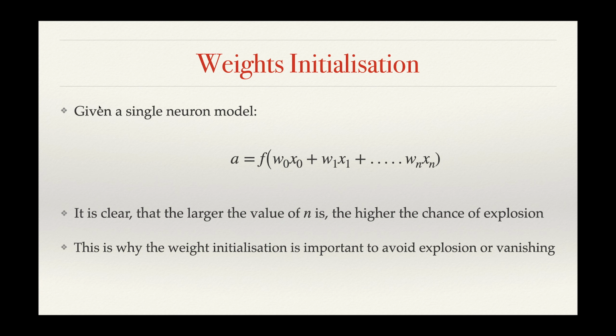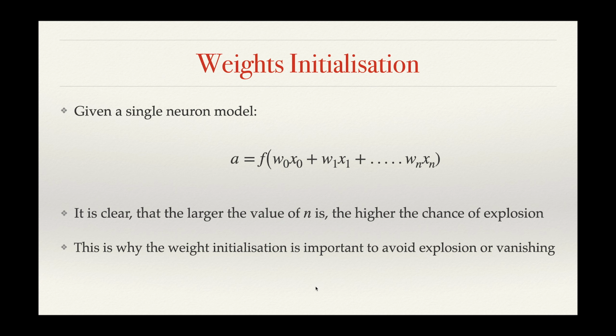So let's have this example given a single neural model. This we have already seen. This is the activation function, this is the output, and this is the linear model inside. It is clear that the larger the number n, which means the larger number of neurons or inputs we have, that means the larger number of weights we have, and the higher the chance of explosion, because the more multiplications and weight values we have, the higher the chance of explosion. And we also have a lot of summation here between values that also makes the chance of explosion higher.